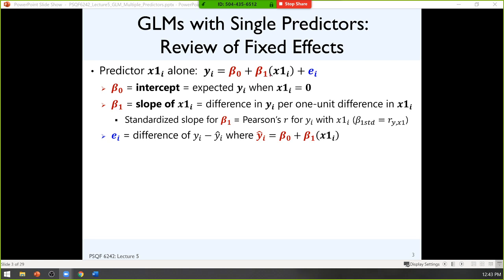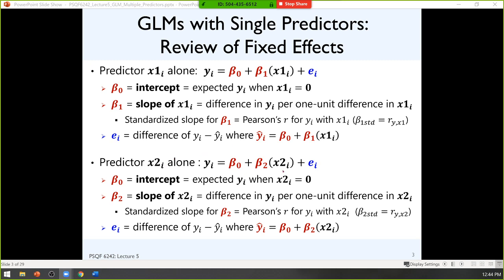If we wanted to provide an effect size for this relationship, it would be the standardized slope, the beta 1 you would get if these variables were all z-scored so that they were at mean 0, standard deviation 1. The standardized slope would be the exact same thing as Pearson's correlation in this case, because there's only one predictor in the model, and we're saying that it has a linear relationship.